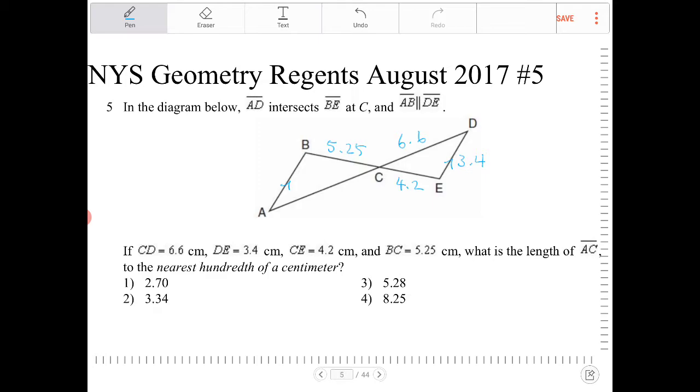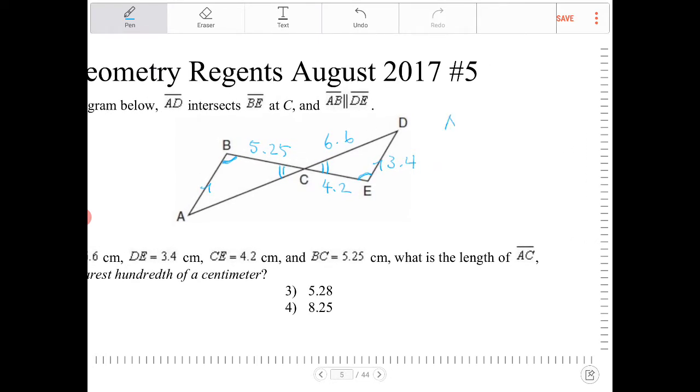Well, it's important because knowing that these two lines are parallel, it'll allow us to identify angles that are going to be congruent. Angle B is going to be congruent to angle E, because of alternate interior angles. We have a pair of parallel lines cut by a transversal. And over here, we have a pair of vertical angles. Those two angles are also going to be congruent. And so therefore we can justify that triangle ABC will be similar to triangle DEC.